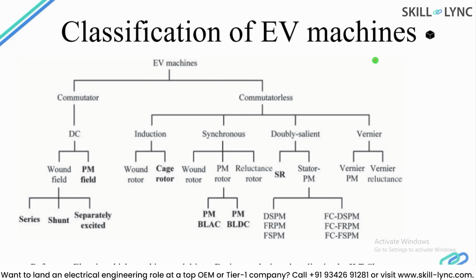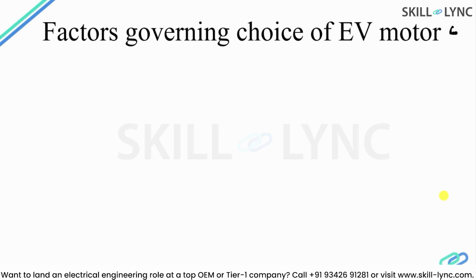Now let's learn what are the factors affecting the choice of EV motor. As we have seen, there are many different types of motor. Which one is going to be the best choice? How do we decide on the type of the motor, power rating of the motor, and configuration of the electrical machine used for propulsion? There are many factors actually affecting this choice. I have shortlisted here a few important governing factors.